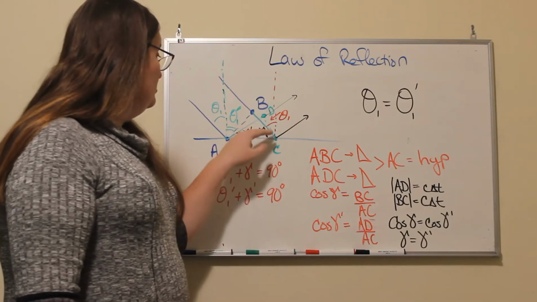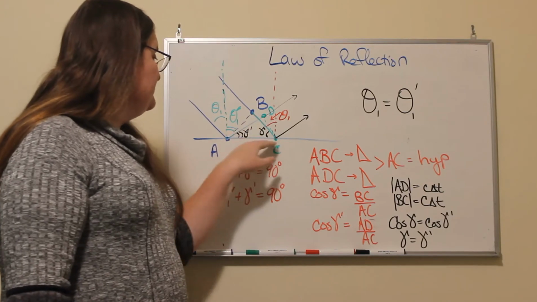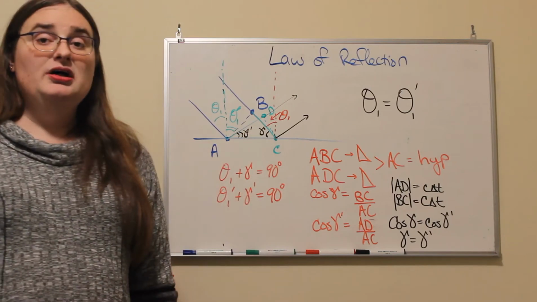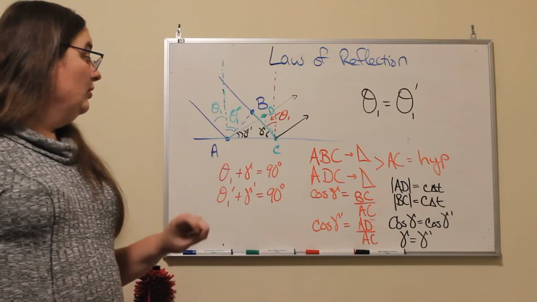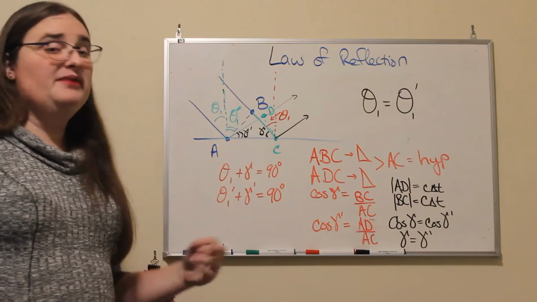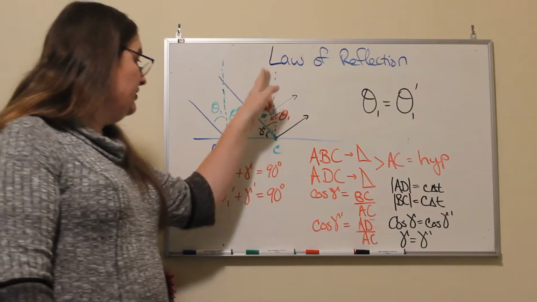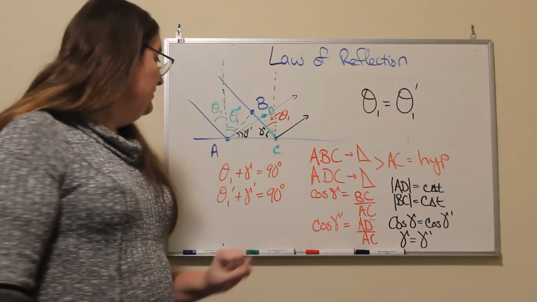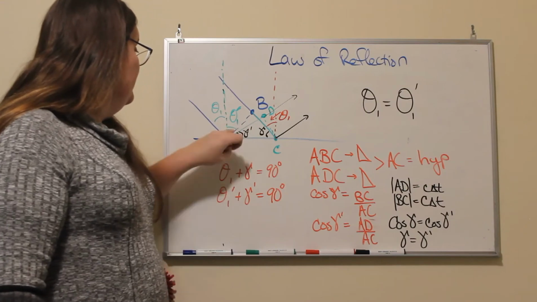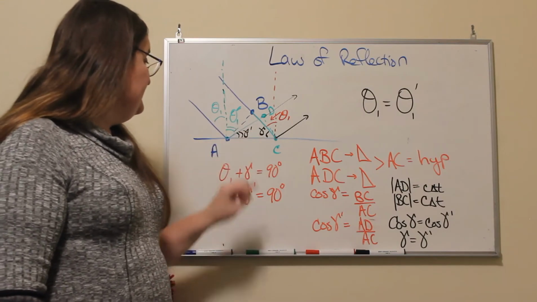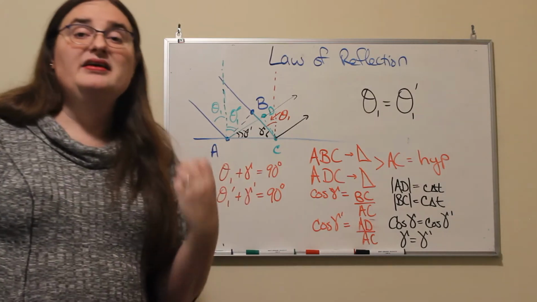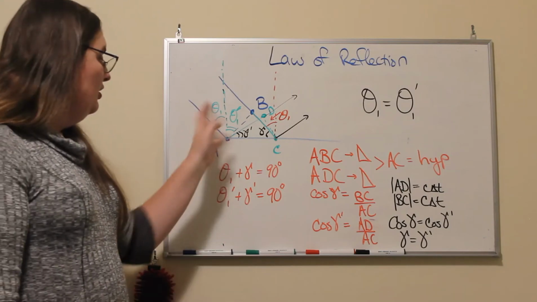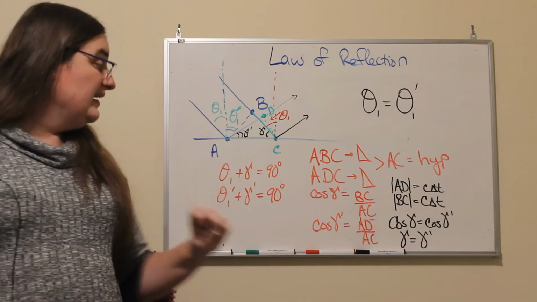So, the angle between BC and AC, the distance between the two bounce points, I'm going to call gamma. And theta 1, the angle of incidence, plus gamma has to add up to 90 degrees, right? Normal. Now, for the angle of reflection, theta 1 prime, I'm going to say that the angle on the other side of AD, between AD and AC, is called gamma prime. So theta 1 prime plus gamma prime also has to add up to 90 degrees.